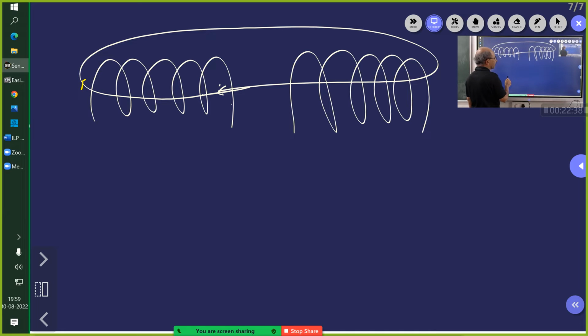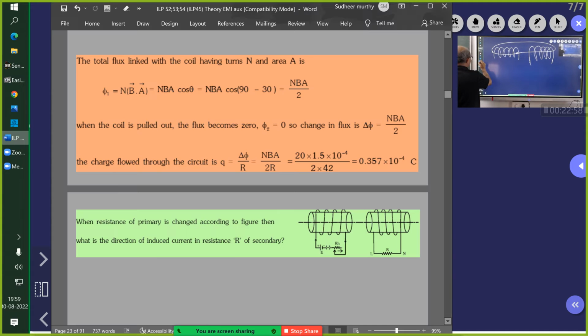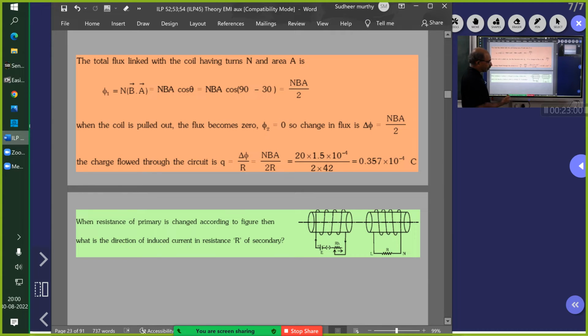You concentrate properly. I am definitely interested in what is happening in this part of the coil. That's important. Now look at this side of the coil. The flux is coming like this in this coil.